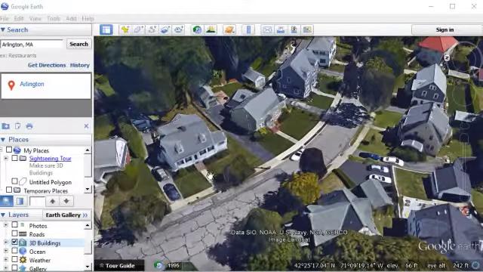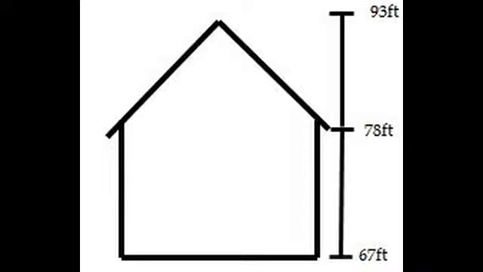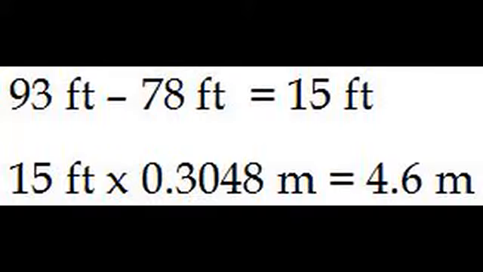Now let's get the rise of the roof by going back to Google Earth. We already know our wall and ground elevation. Now let's record the elevation of the ridgeline of our roof. 93 feet. To get the vertical rise of the roof over the horizontal length or span of your walls, you would subtract the ridgeline elevation from the wall elevation. The vertical rise of this roof is 4.6 meters.